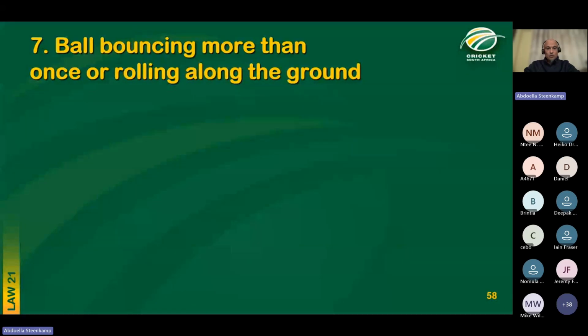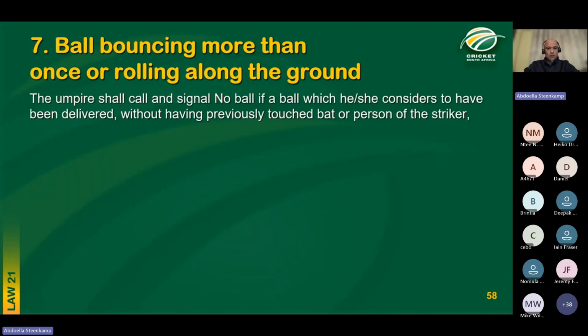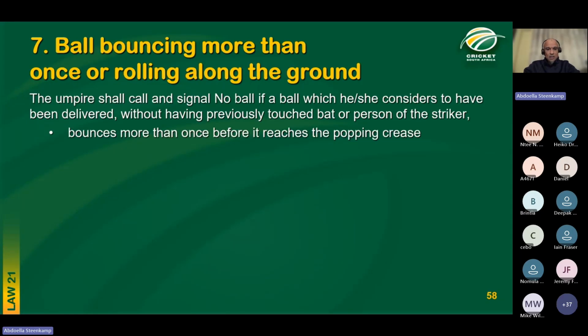What happens if a ball bounces more than once or rolls along the ground? If the ball gets bowled and the ball bounces more than once before reaching the popping crease, umpire needs to call and signal no ball. Either umpire can call it, although the striker's end umpire is in the best position because he or she has a side-on view. They can much more easily see whether the ball bounced more than once before reaching the popping crease.